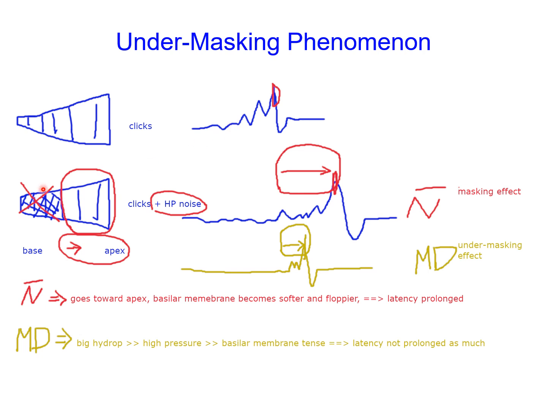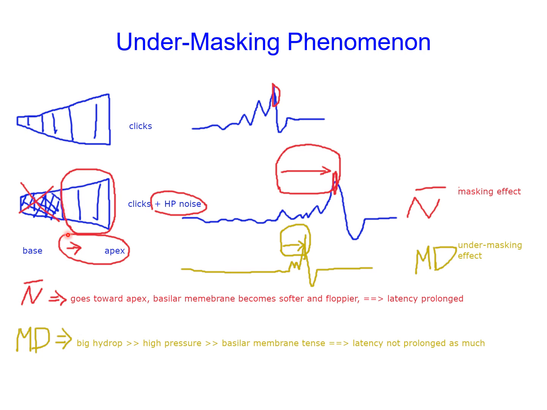Now we are going to present clicks together with high-pass masking noise to the test ear. Because we deliver high-pass masking noise, the basal portion of the cochlea is masked out by the noise, and so only the cochlear area that is more toward the apical end can respond to the stimuli, because the basal region of the cochlea is masked out by the high-pass masking noise.